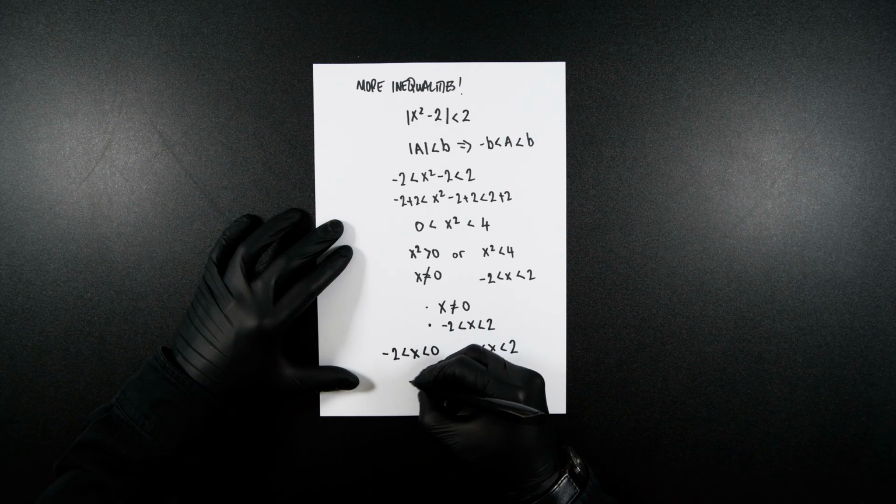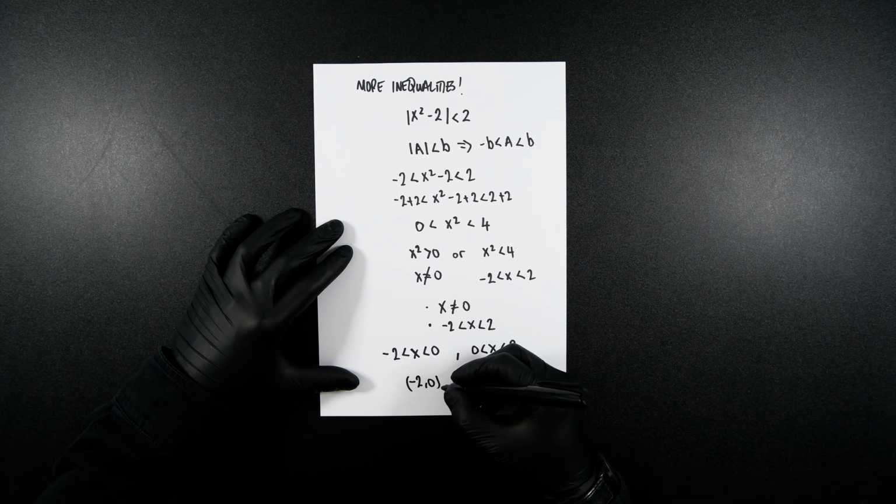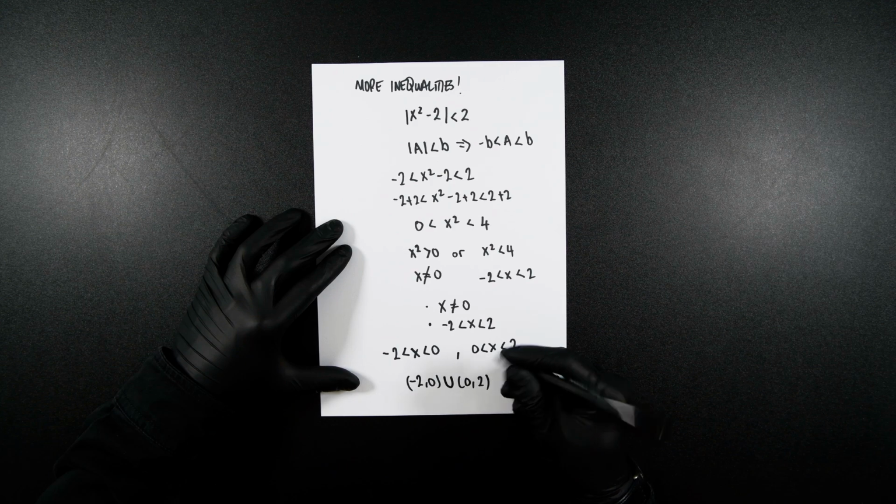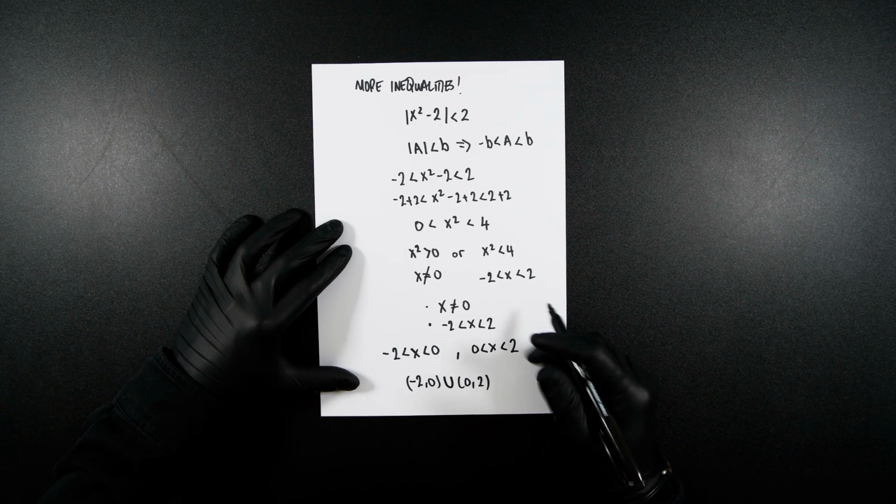So your final answer would be minus 2, 0. I don't know if you do this at A-level maths, but I'm going to put a union sign, but whatever, we can do that there. And so that would be your answer to this.